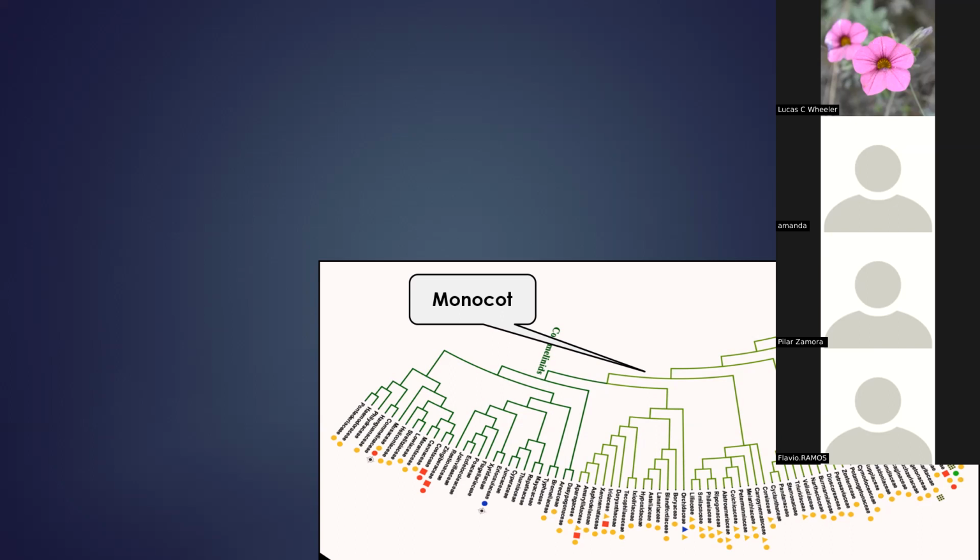So if I'm saying that there is one transition event, molecularly speaking, I would say there would be one regulator which has been recruited only once in the ancestor of monocots, and therefore it is responsible for septal nectaries across monocots.